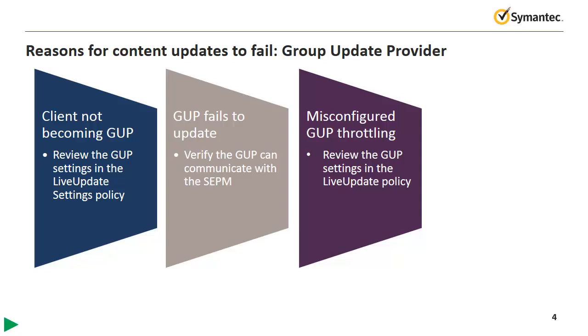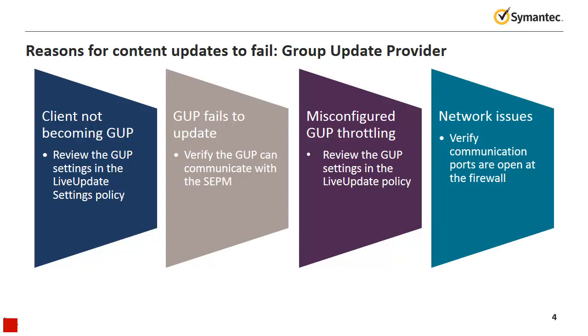There are two types of bandwidth throttling. Bandwidth throttling between GUP and SEPM could be responsible for a GUP not retrieving updates from the SEPM. The GUP may be able to ping a SEPM, but if there are bandwidth issues, it may not be able to download content. Bandwidth throttling between GUP and clients could cause failure of some of the client downloads. You can review the GUP throttling settings in the LiveUpdate settings policy. It could also be a network issue in which you need to verify communication ports are open at the firewall.